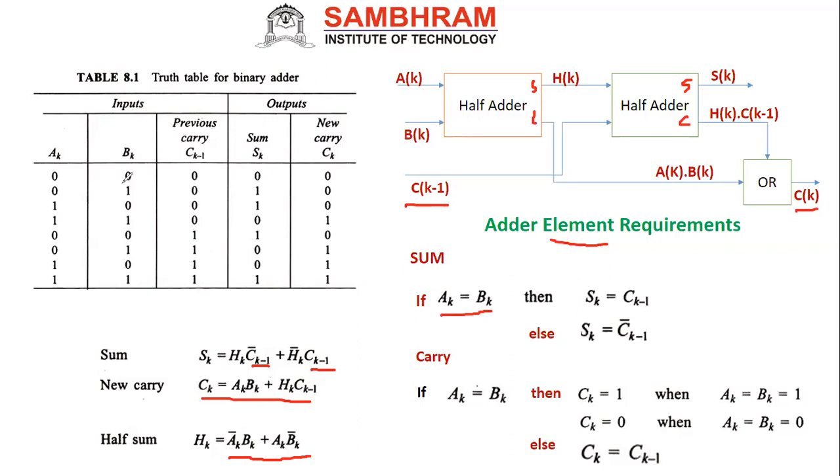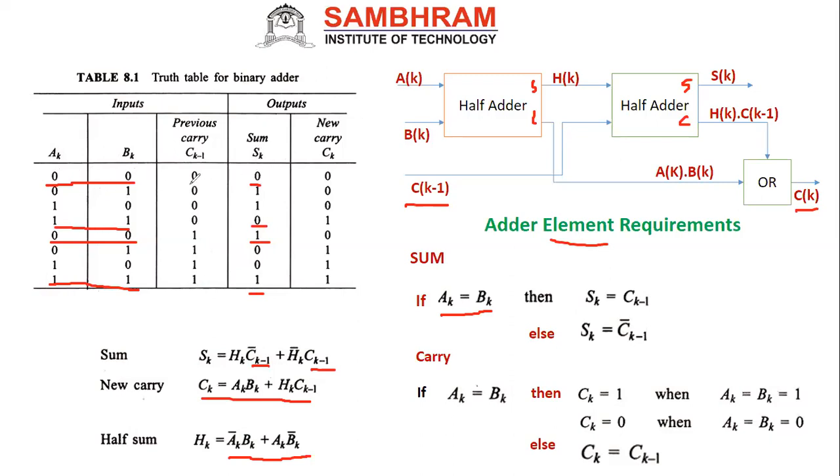Now let me look at this truth table for Ak equal to Bk. Wherever Ak is equal to Bk, that is 0, 0, next 1, 1, then 0, 0, next 1, 1. These four cases are all Ak equal to Bk. Now for Ak equal to Bk, you see the sum here is 0, next sum is 0, next sum is 1, next sum is 1. What will be Sk now? You see when Ak is equal to Bk, what happened?